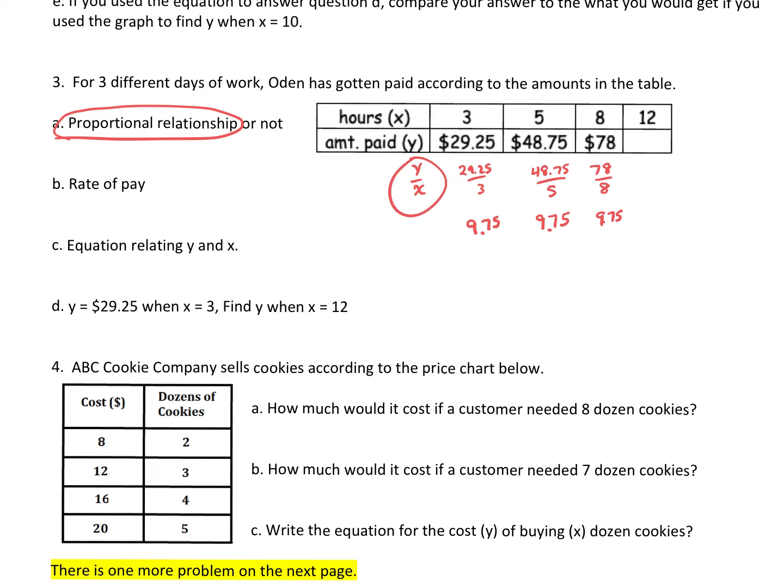See, if you did the y divided by the x, that is the rate because that is the slope. That's the same as doing the change in y over change in x. We only have to do the y over the x only because it's proportional. If it's not proportional, then we have to do the change in y over the change in x. Okay? So anyway, $9.75 per hour.